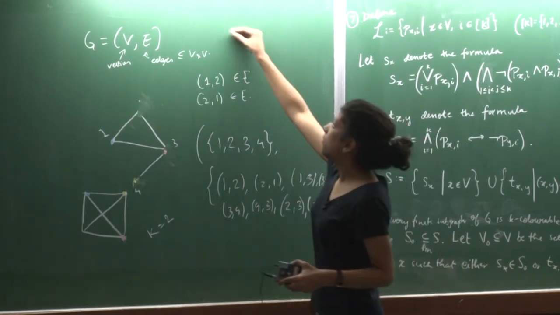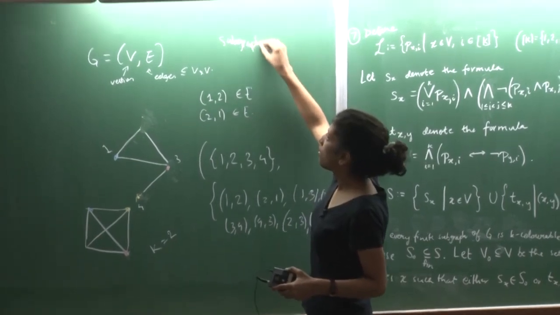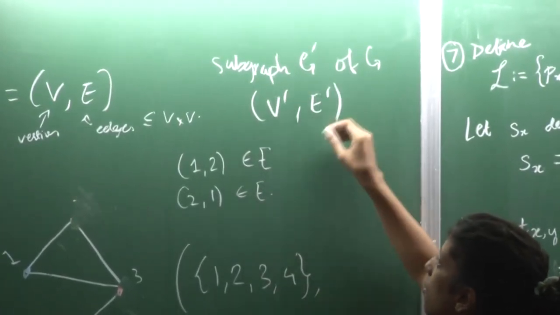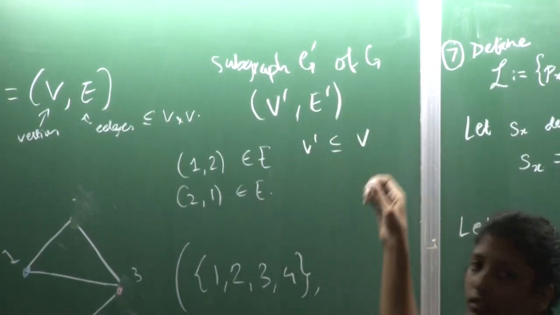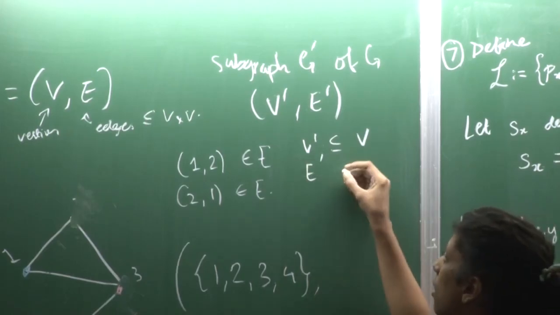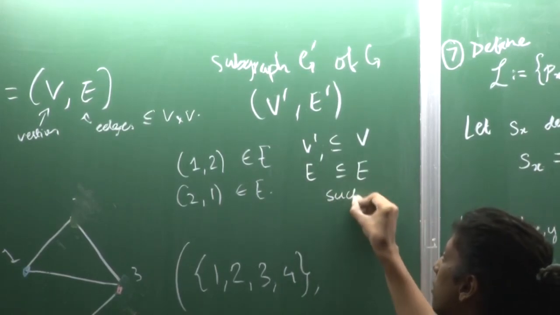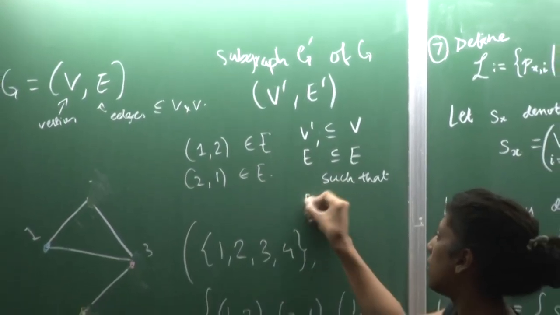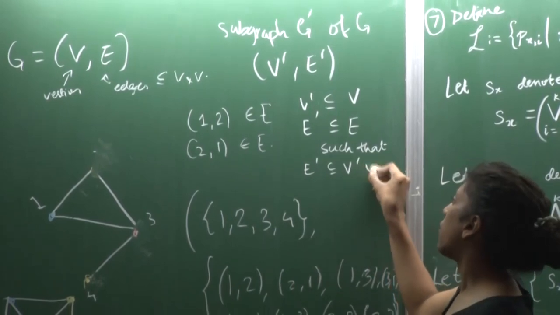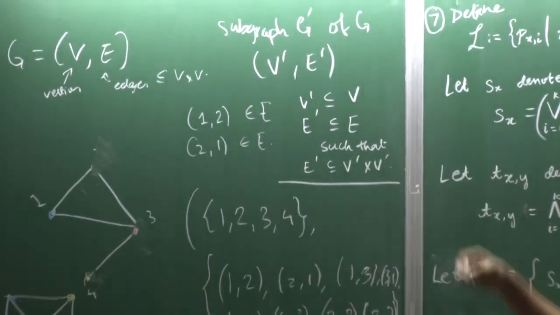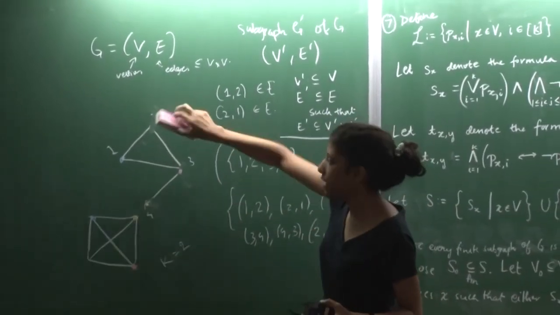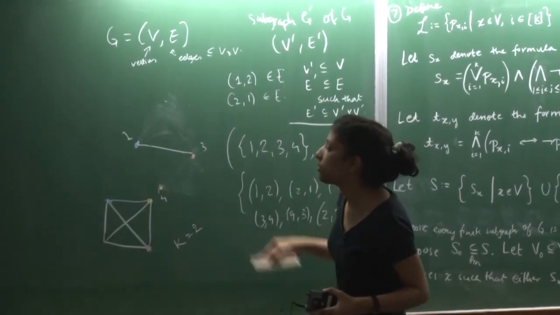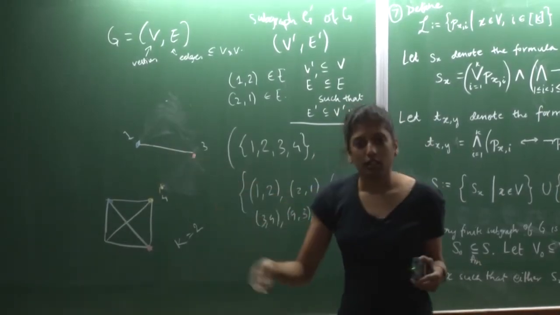So what is a subgraph? A subgraph G dash of G will be a pair V dash comma E dash, where V dash is a subset of V, and E dash is going to be a subset of E such that you are only taking edges of which the vertices have survived. So E dash is also a subset of V dash cross V dash. So then this would be a valid graph, right? So in this case, if I wanted to remove this vertex 2, then I would also have to remove the associated edges. And maybe I could also remove this edge if I wanted. Then I would be left with 3 vertices and 1 edge. So this is a valid graph.